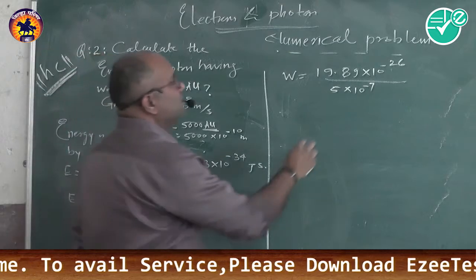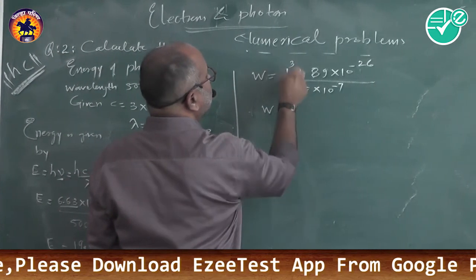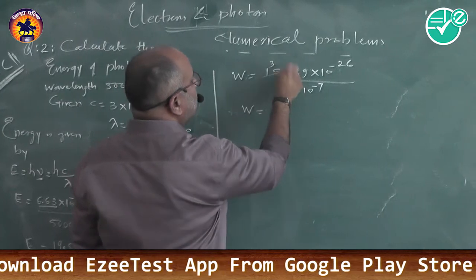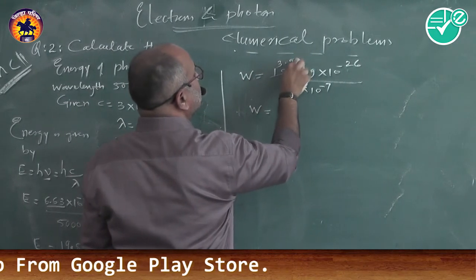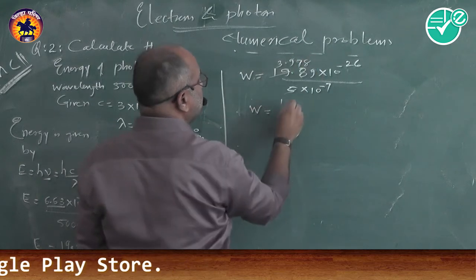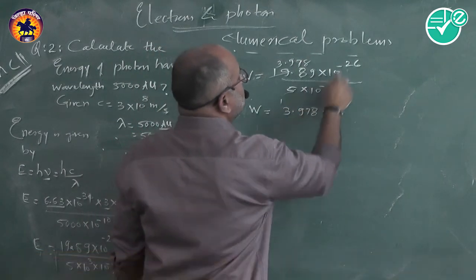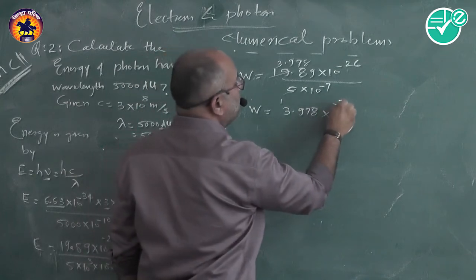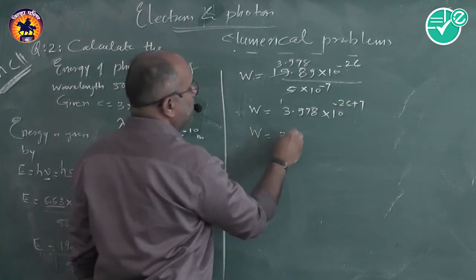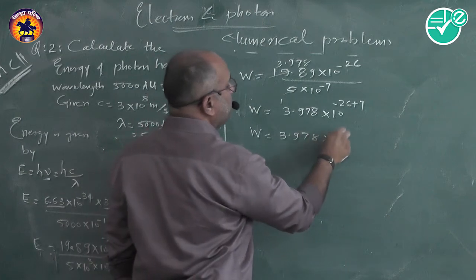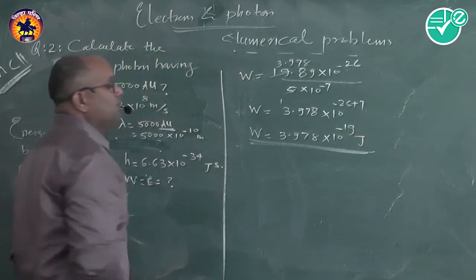Then the value W is equal to 5 1s are 5, 5 3s are 15, 4 is remaining 48, 5 9s are 45, 5 7s are 35, 5 8s are 40. 3.978 into 10 raised to 7 will come into the numerator. So W is equal to 3.978 into 10 raised to minus 19 joule. This is the value in terms of the joule.